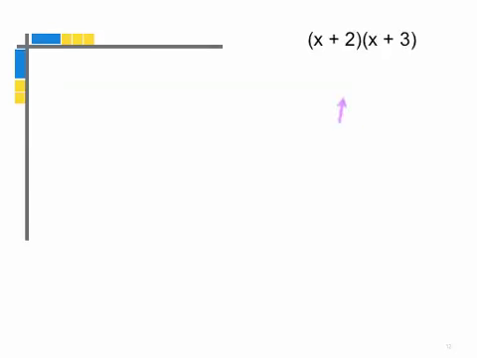The first step is the first of each of those terms. So x times x will be x squared. Next we're going to do the outside, so it's going to be x times 3, which will give us 3x.